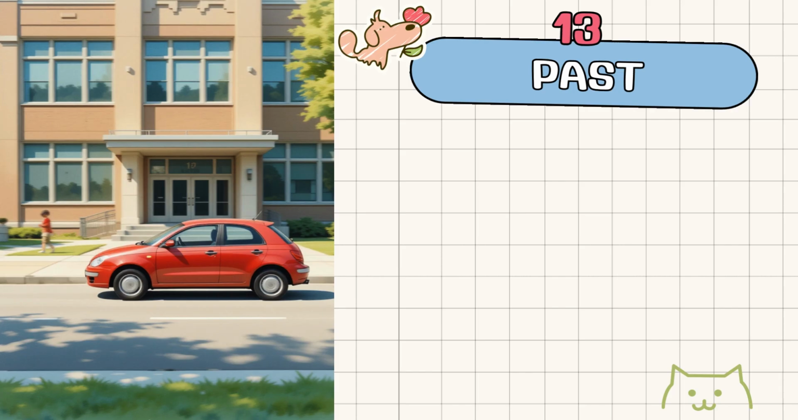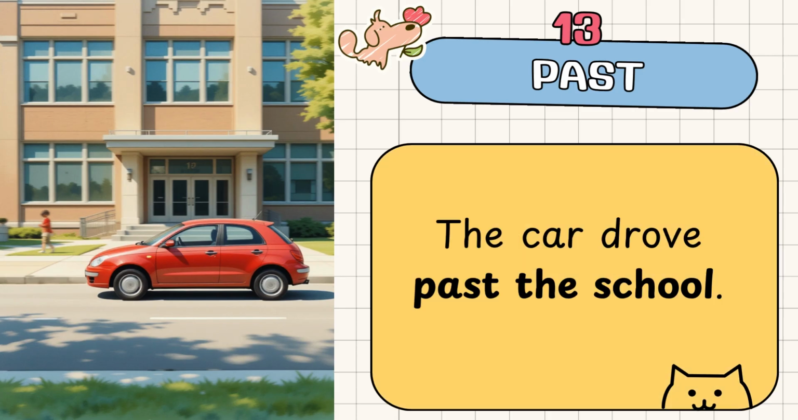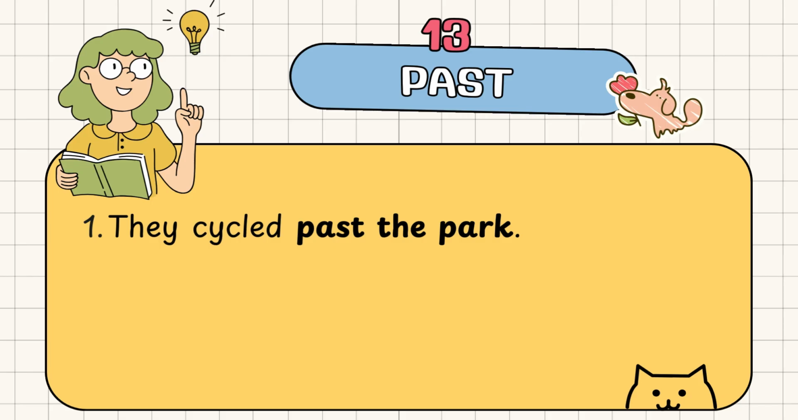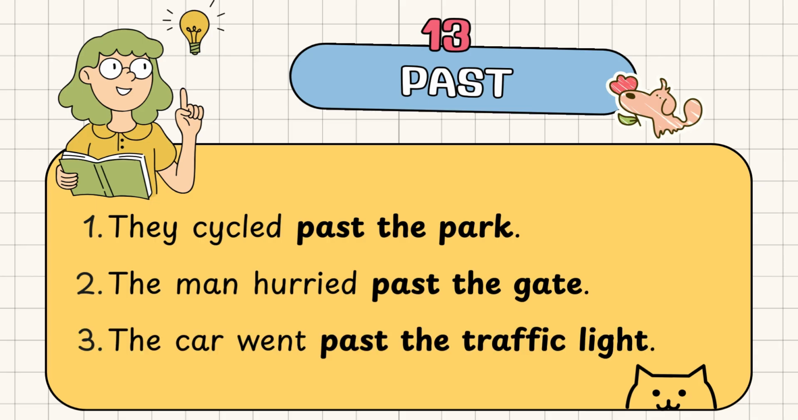Past. To move beyond something by going by the side of it. The car drove past the school. They cycled past the park. The man hurried past the gate. The car went past the traffic light.